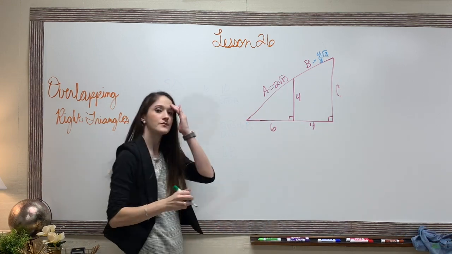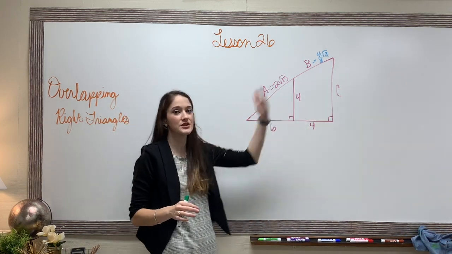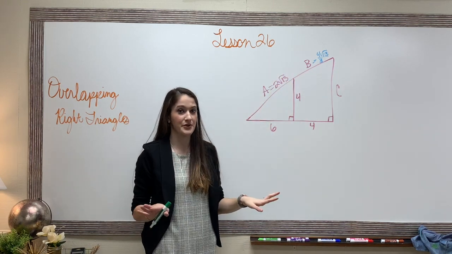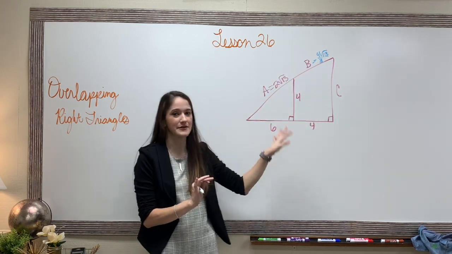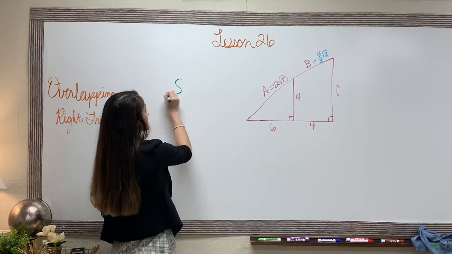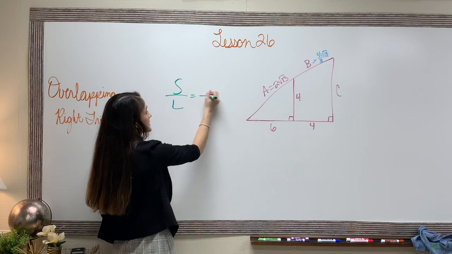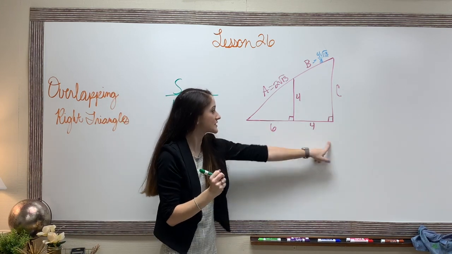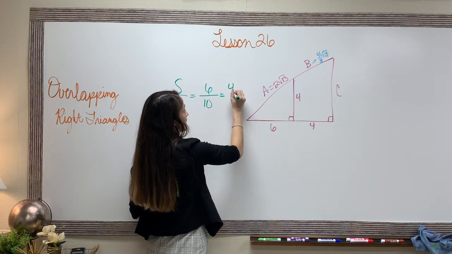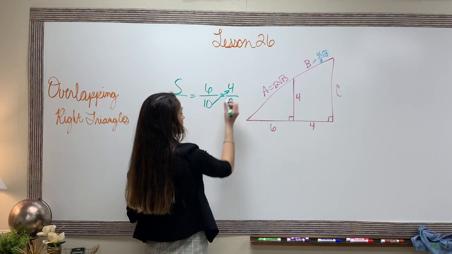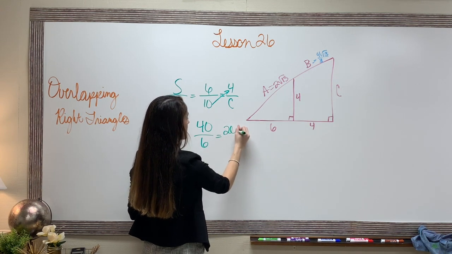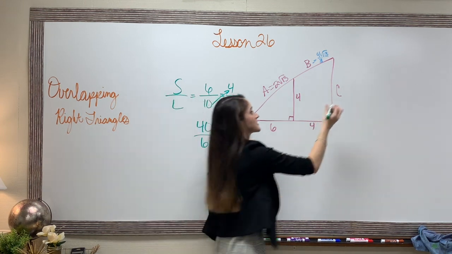All right. And the way that we find c is because I'm dealing with square roots here, I'm not gonna try to do Pythagorean theorem to find c. I wanna leave those roots alone. So I'm gonna go with proportions. So we have our smaller measures over our larger ones. And so I have 6 over 10 compared to 4 over c. We're gonna cross multiply, and we get 40 over 6, which reduces to 20 over 3, and we found our missing side.